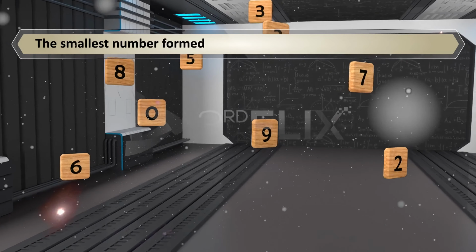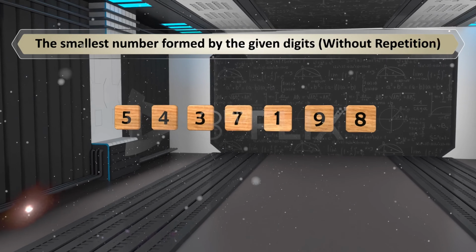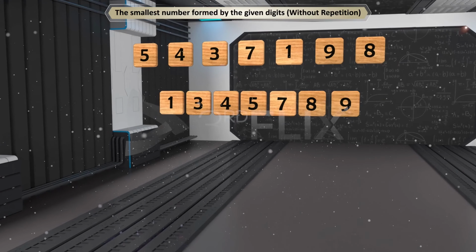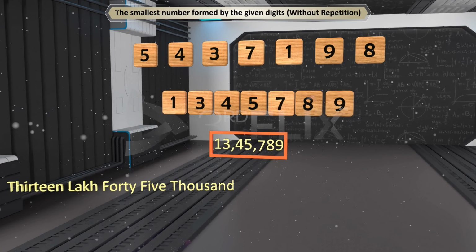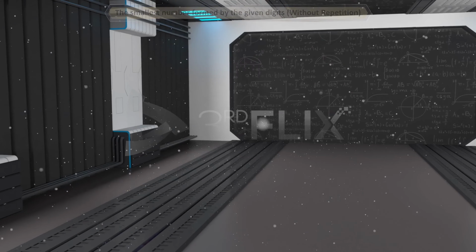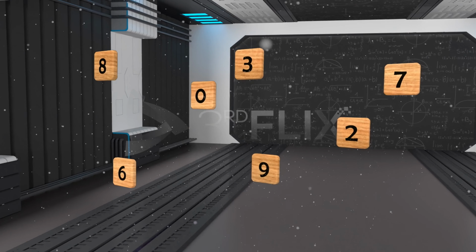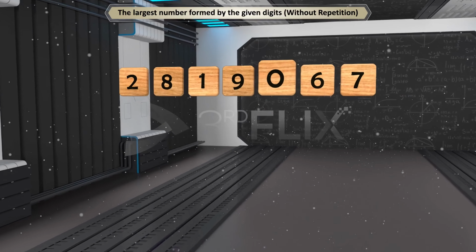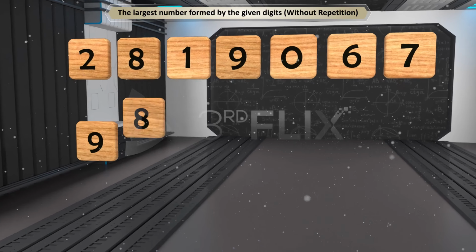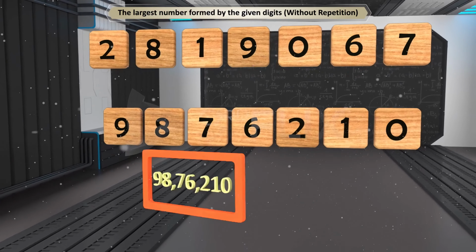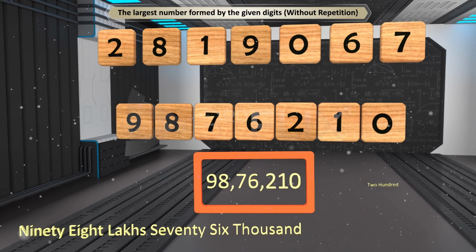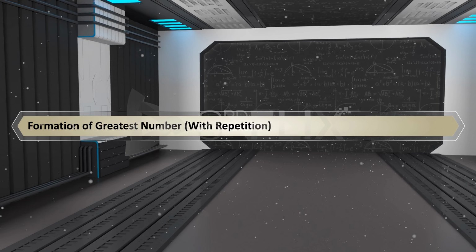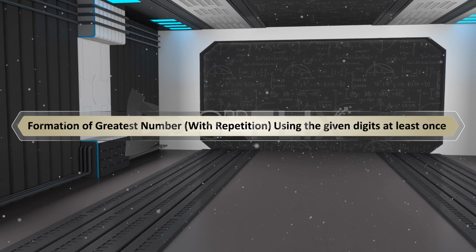The smallest number formed by the digits 5, 4, 3, 7, 1, 9 and 8 is 13,45,789. The largest number formed by the digits 2, 8, 1, 9, 0, 6 and 7 is 98,76,210. Formation of greatest number with repetition using the given digits at least once.